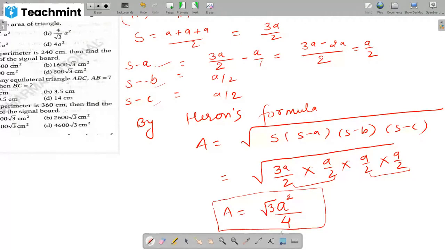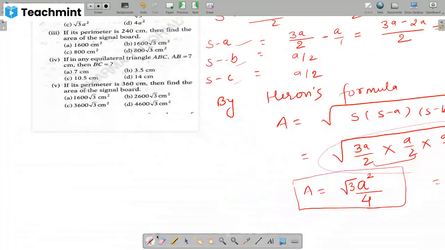Okay, root 3 by 4 a square, root 3 by 4 a square. Is it clear to all? Yes, ma'am. Ma'am, please explain. Which one? Which part? This one? Yes, ma'am. This part? Okay.